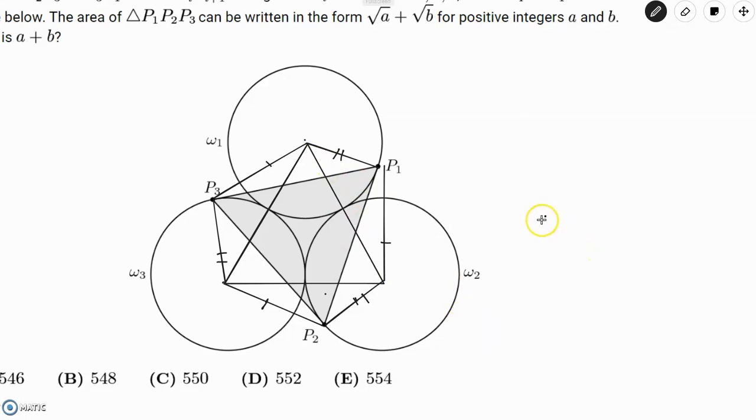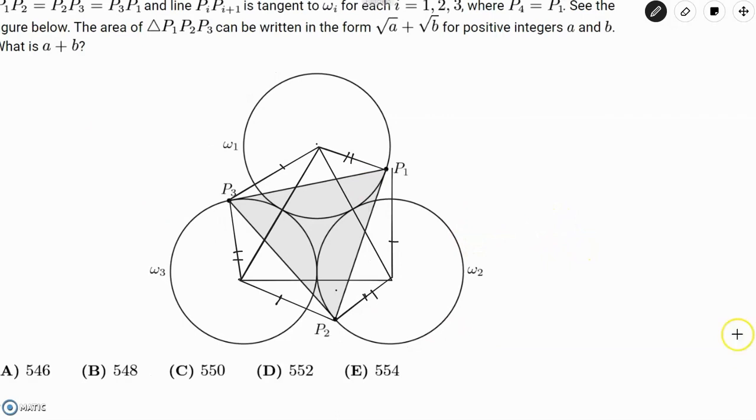So, what can we do with this configuration? Well, do we know anything about this? We know that the angle over here is 30 degrees. This is because this is a 90-degree angle because it's a tangent, and this is an equilateral triangle. So this angle over here has to be 30 degrees. And thus, we can try to use law of cosines or law of sines to find the side length of this triangle. We have that this radius is 4. Let's call this side length s.